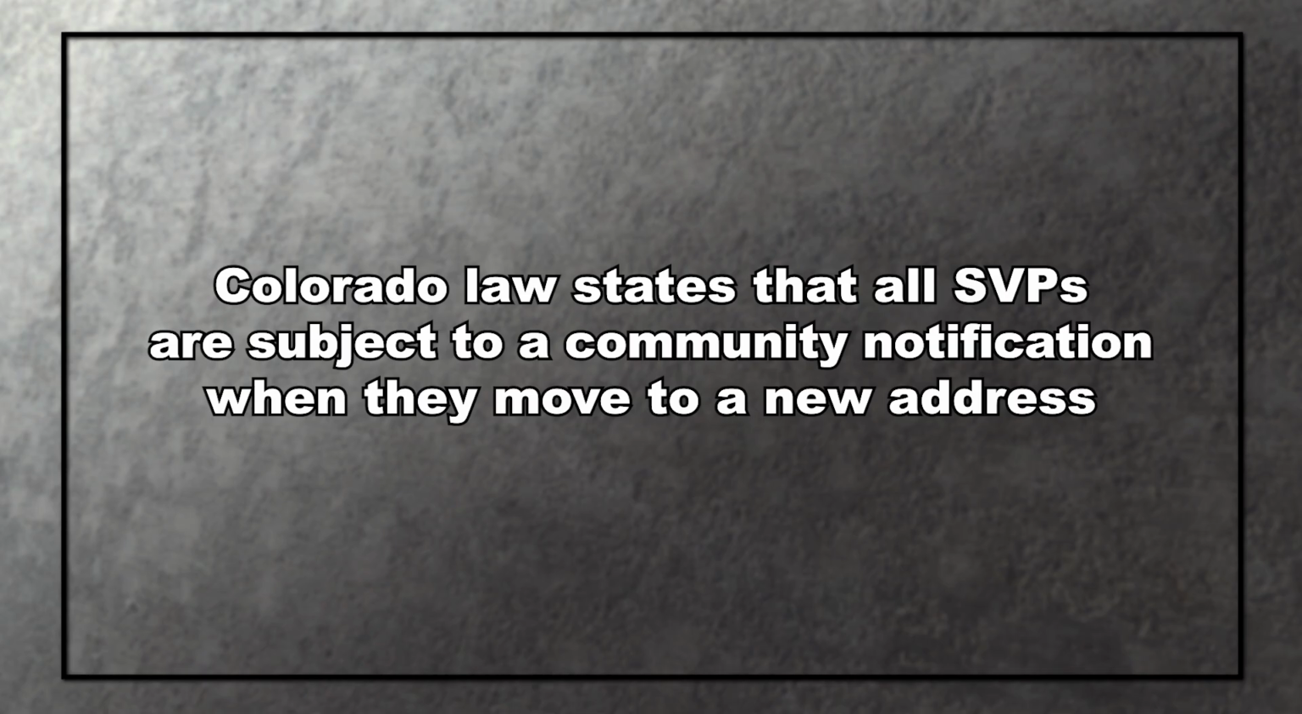Colorado law states that all SVPs are subject to a community notification when they move to a new address. Community notification begins when the Department of Corrections, Parole, or Probation, or another state notifies local law enforcement that the SVP is arriving in their community. The SVP must register with the local law enforcement agency. That agency then conducts a notification in accordance with the Colorado Sex Offender Management Board criteria. This video is just one way that local law enforcement conducts those community notifications.